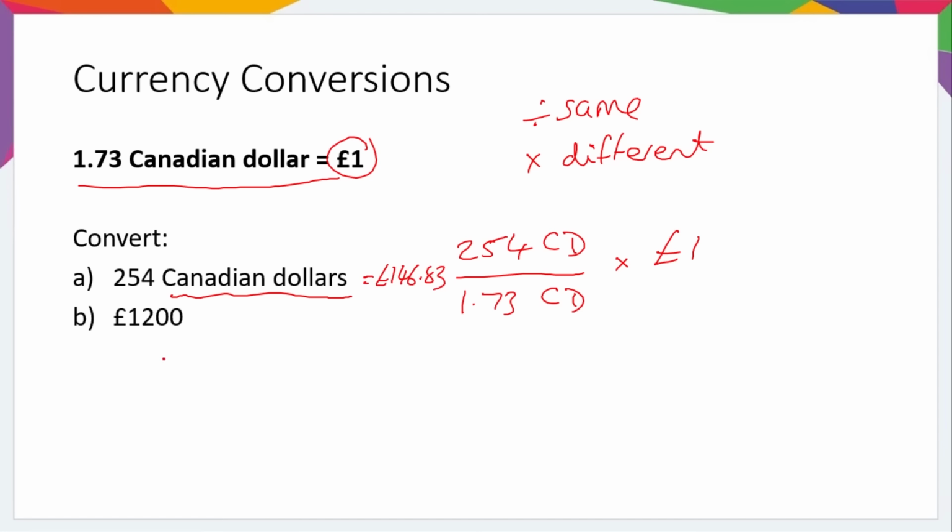£146.83. Here we're going the other way, so we're converting pounds to dollars, so dividing by the same means dividing pounds by pounds and then multiplying by Canadian dollars. So we need to divide by the pound value from the conversion rate, which is 1, and multiplying by Canadian dollars, 1.73. Again, dividing by 1 can be skipped, but you can do 1200 divided by 1 if you want, but then we're multiplying that by 1.73, and that comes to 2,076 Canadian dollars.